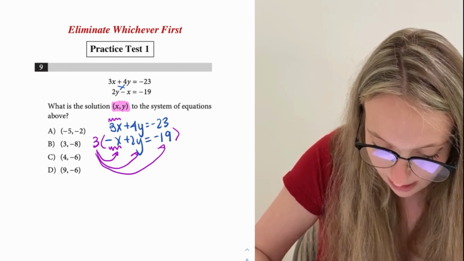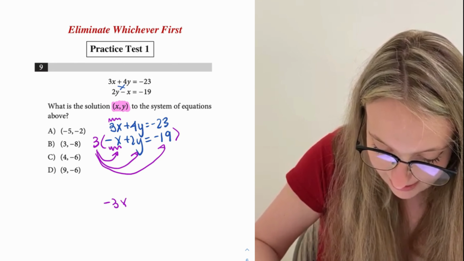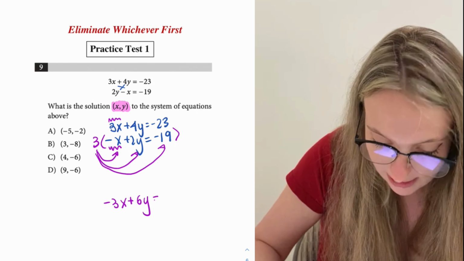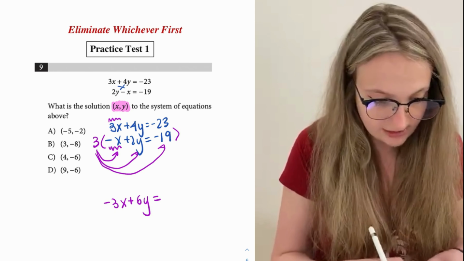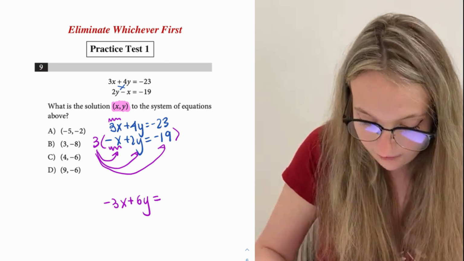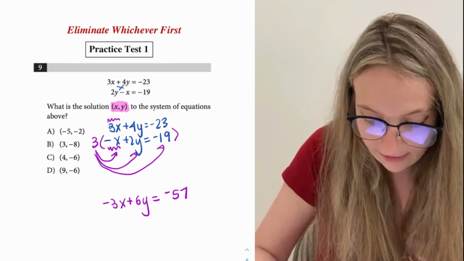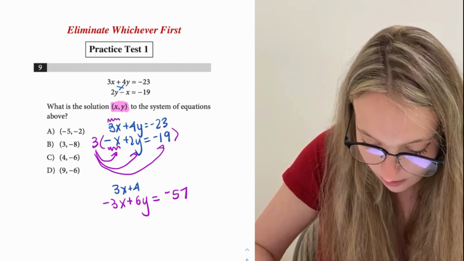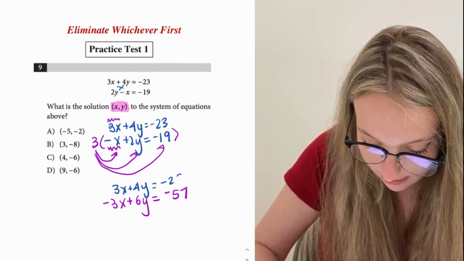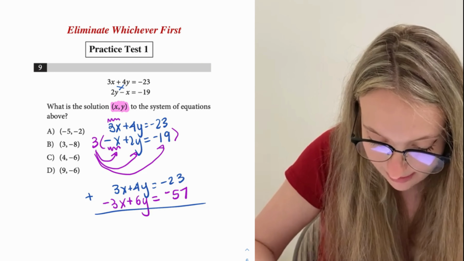So this will become on the bottom, -3x plus 6y is equal to, let's see, I'm going to use a calculator, -19 times 3 is going to be -57. And then on the top, I'm just going to rewrite that equation: 3x plus 4y equals -23. All right, so let's add them together.